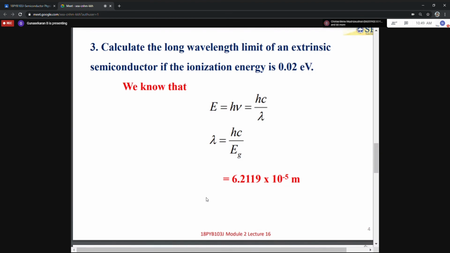Very long wavelength side. So that's why they mentioned in the question, calculate the long wavelength limit of the extrinsic semiconductor if the ionization energy is 0.02 eV, like that.